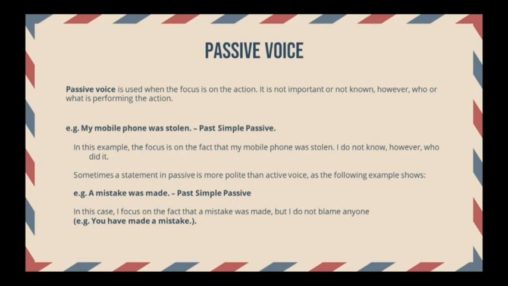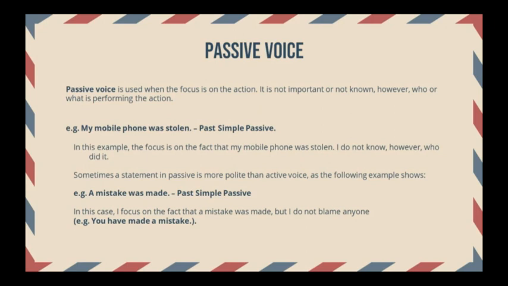First, let us repeat something from the previous class. Passive voice is used when the focus is on the action. It is not important or not known who or what is performing the action. For example, my mobile phone was stolen. That is a sentence in past simple passive. In this sentence, the focus is on the fact that my mobile phone was stolen. I don't know who did that.